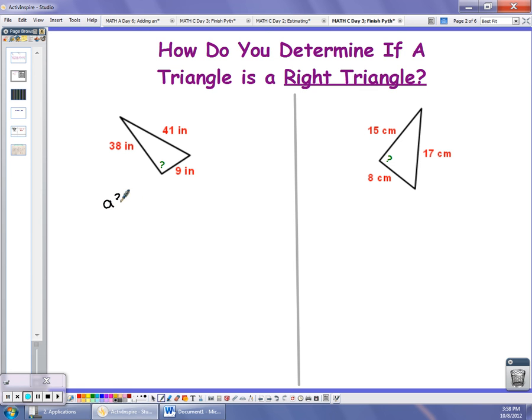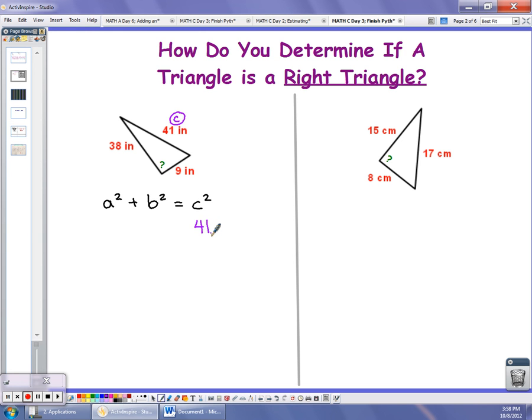So we could go ahead and substitute this information into the Pythagorean theorem, which is a squared plus b squared equals c squared. However, what we need to determine is what is a, b, and c. Now the most important side is c, which is also known as the hypotenuse. And the hypotenuse, by definition, is always the longest side of a triangle. So we do know that c must be 41.